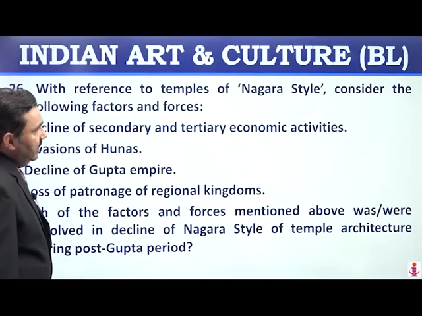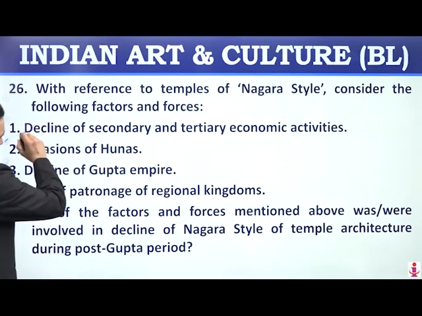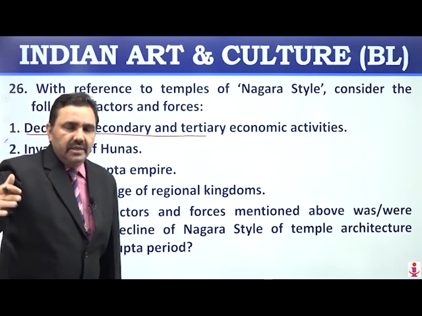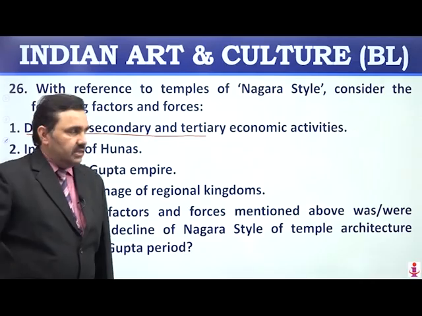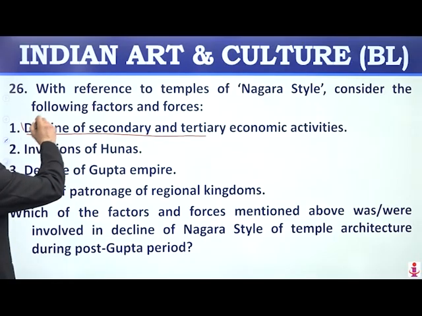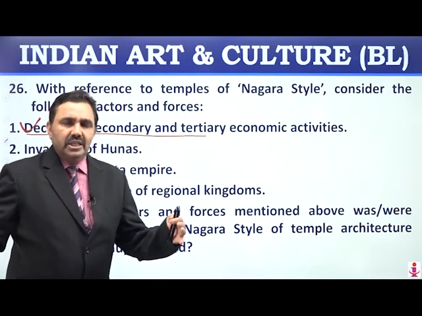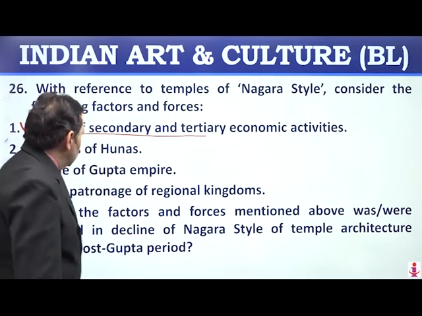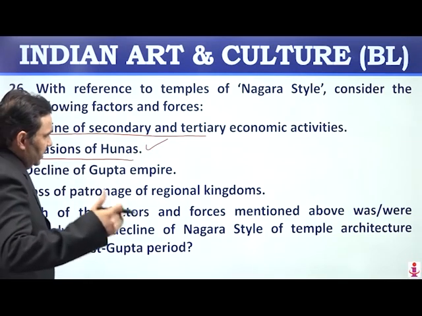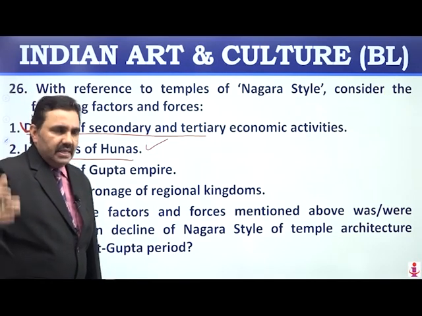With reference to Nagara style of temple architecture, look at the factors and forces. You have to see which of these factors were responsible for decline of Nagara style of temple architecture in 6th century AD or after the age of imperial Guptas. Decline of secondary, tertiary activities, of course, because of decline in economic activities, there was less patronage, there was less availability of resources with people, so they could spend less on construction of temples. Invasion of Hunas, yes. Hunas came from Central Asia in 5th century. They affected economic health, they affected the peace and stability of the time.